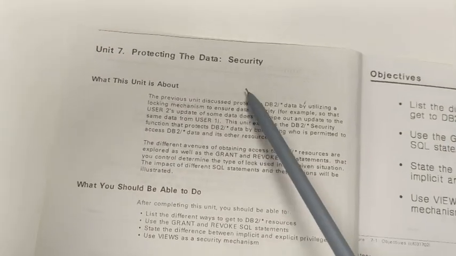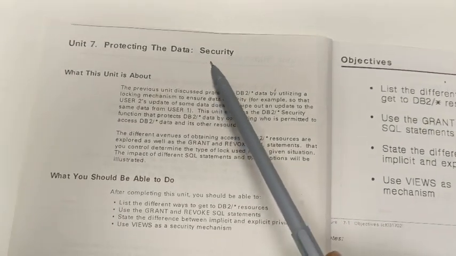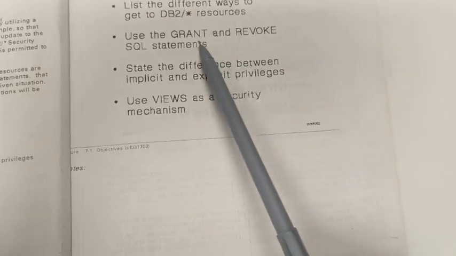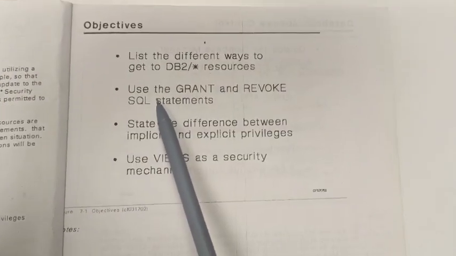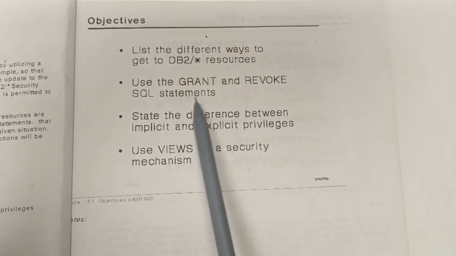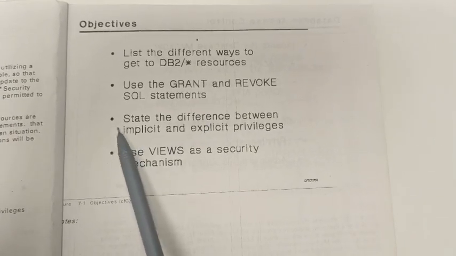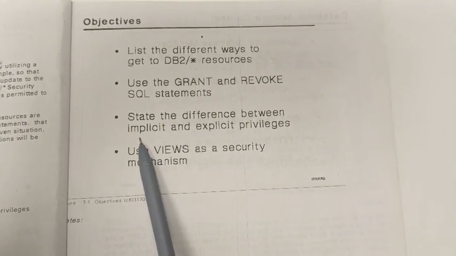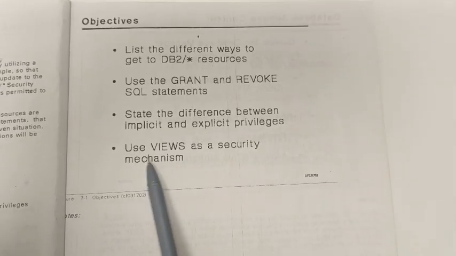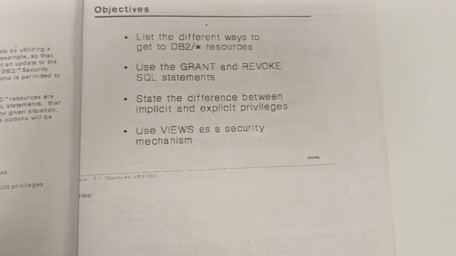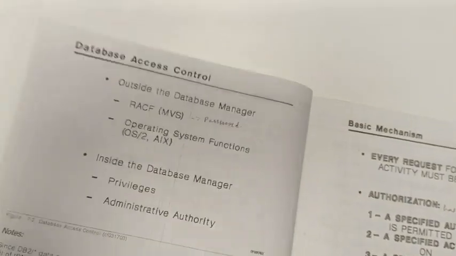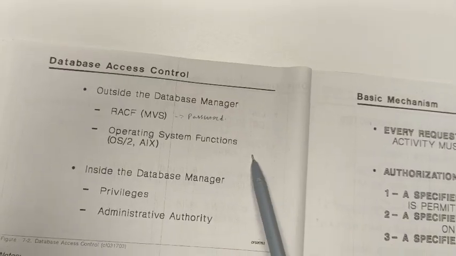Hi friends, in this lesson we are going to cover data security. In data security we use two SQL commands, the GRANT and REVOKE SQL statements. We are able to control DB2 data security, and we'll see the difference between implicit and explicit privileges, and how we can use views as a security mechanism.